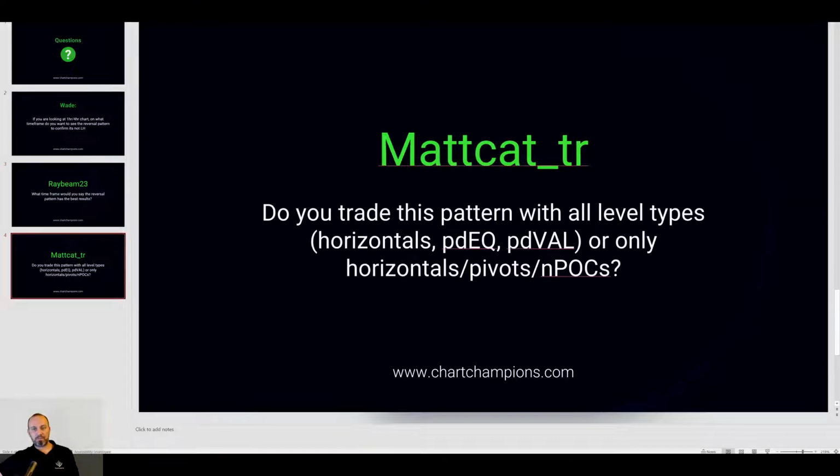Do you trade this pattern with all level types: horizontal, previous day equilibrium, previous day value area low, or only horizontal pivots and naked points of control? I explained that in today's stream, the type of confluences that I want to see. So it really depends. For a swing trade, I would like to see high time frame confluences: horizontal level, possibly untapped, naked session point of control, but it has to be a high time frame. For a day trade or for a scalp, I would definitely use previous day levels, or VWAP, or local CC, or anything like this. So it really depends on the situation.